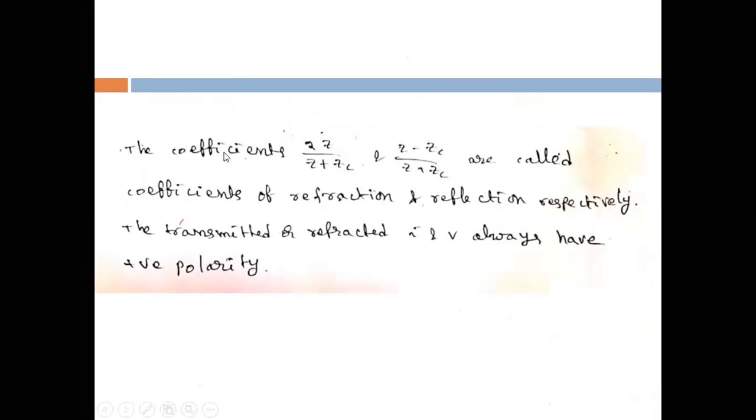Therefore the coefficients, that is 2Z by Z plus ZC and Z minus ZC by Z plus ZC, are called the coefficients of refraction and reflection waves.